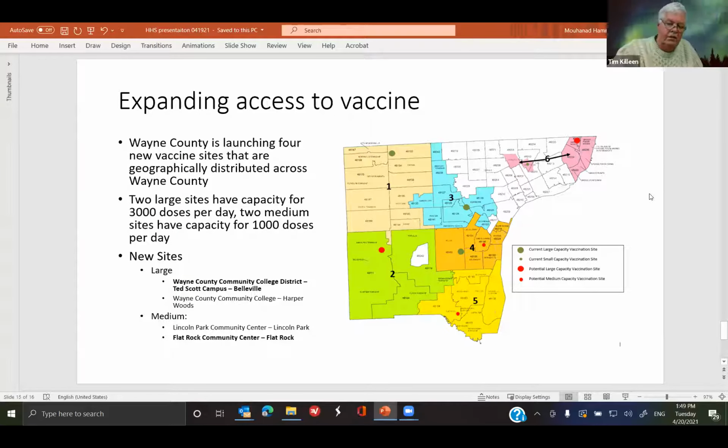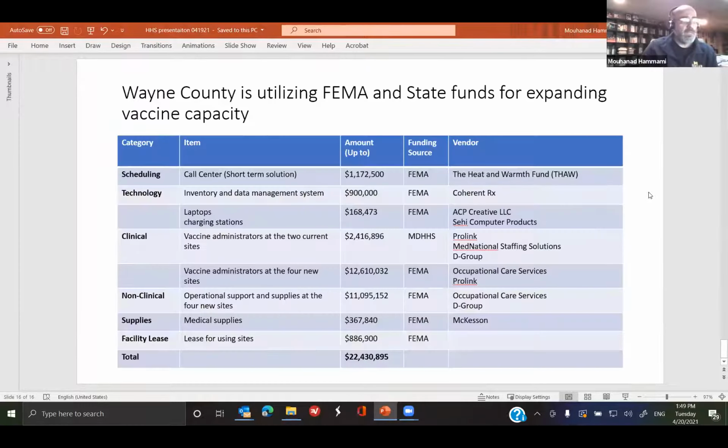For the medium sites, we have 2 sites: Lincoln Park Community Center in Lincoln Park and Flat Rock Community Center in Flat Rock. Flat Rock also opened its doors yesterday as the first day, and it's going to continue as we go along. The other new sites are expected to come along very soon. Our goal is in a week or so.